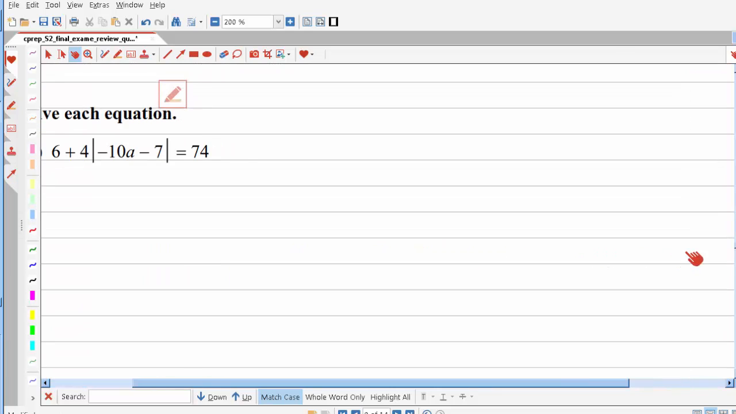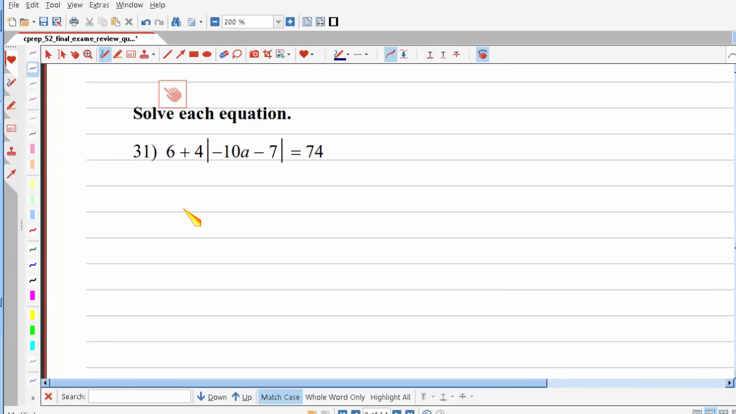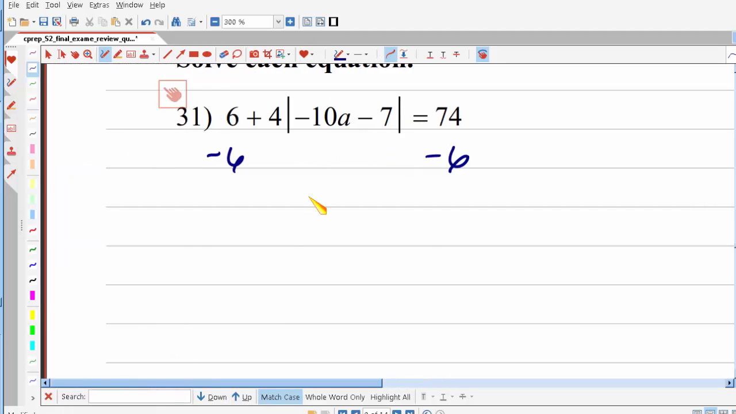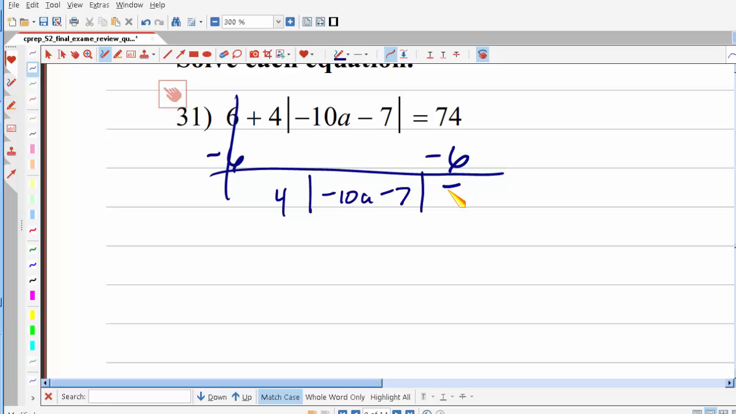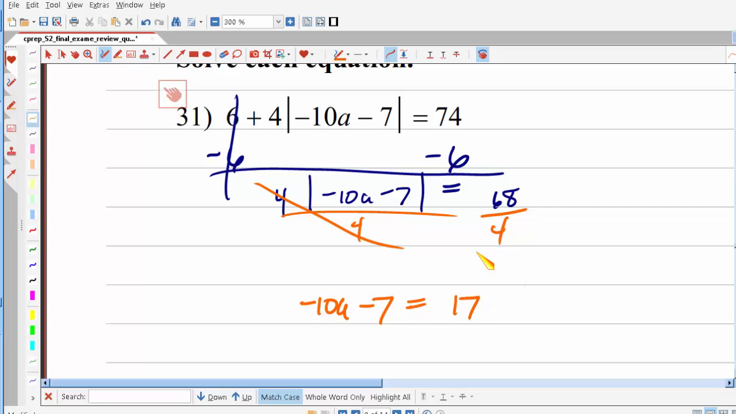Okay, here's an absolute value equation. It has an equal sign. So I need to get the expression by itself that has the absolute value symbols. And remember, you never distribute into an absolute value expression. So I would never multiply 4 times negative 10a or times negative 7. So you get negative 10a minus 7 equals 17. Add 7.